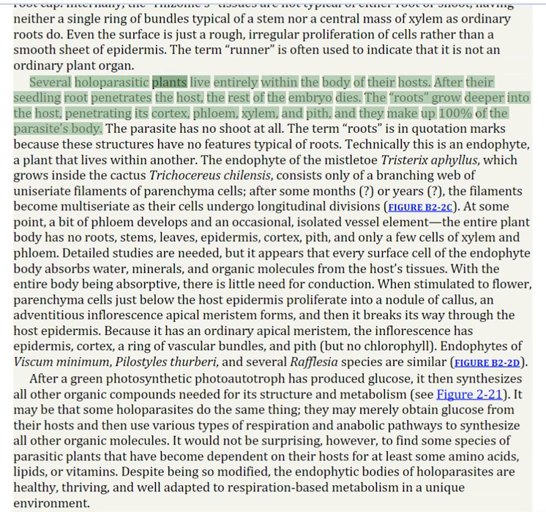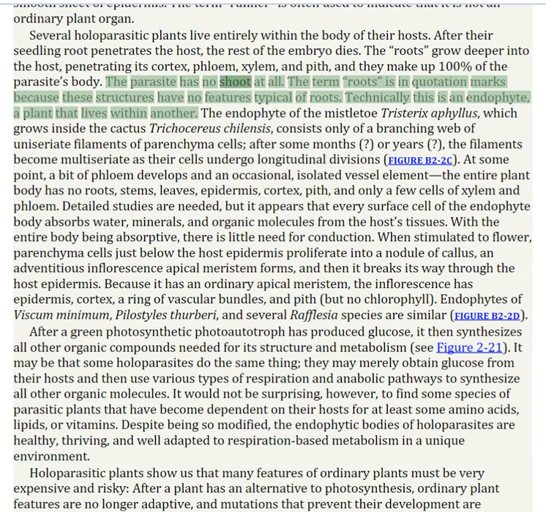Several holoparasitic plants live entirely within the body of their hosts. After their seedling root penetrates the host, the rest of the embryo dies. The roots grow deeper into the host, penetrating its cortex, phloem, xylem, and pith, and they make up 100% of the parasite's body. The parasite has no shoot at all. The term "roots" is in quotation marks because these structures have no features typical of roots. Technically, this is an endophyte, a plant that lives within another.